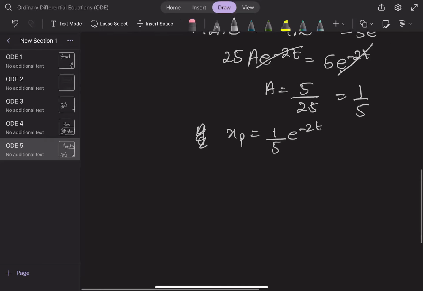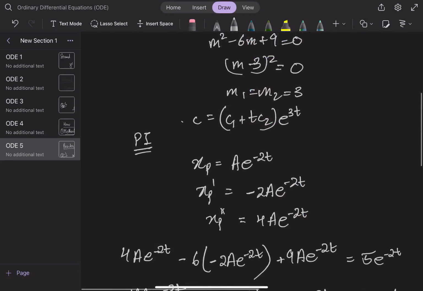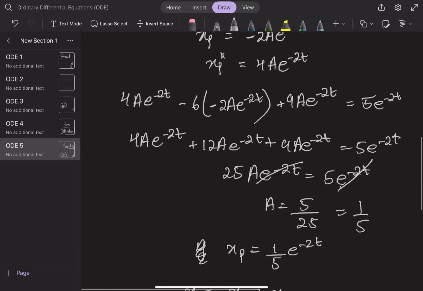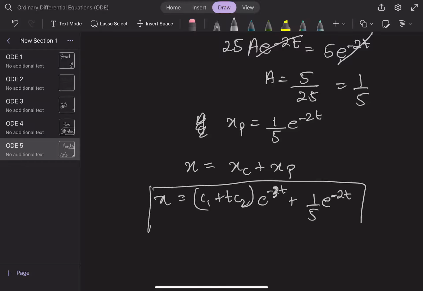So your final solution is x is equal to xc plus xp. Our xc was this, so (c1 plus tc2) times e raised to 3t, and your xp is 1 by 5 e raised to minus 2t. So this is your final answer.